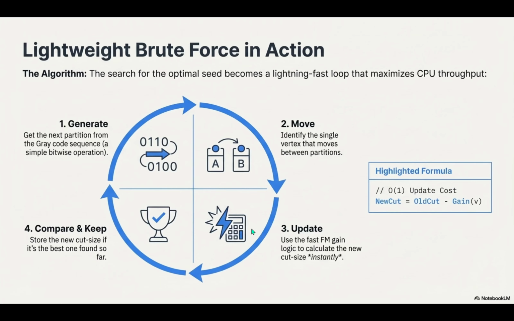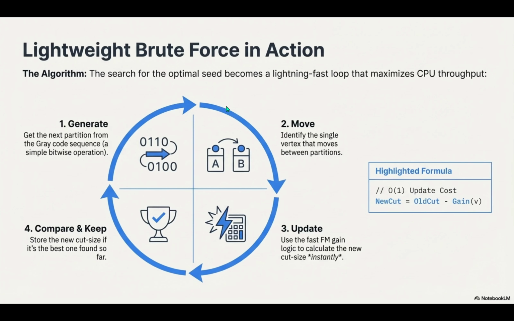Wait a minute, you just used the gain logic from the FM algorithm? You got it. The new cut is just the old cut minus the gain of the one vertex that moved. That calculation is O(1). Constant time. It's instantaneous. So you're using lightweight brute force. You check every single option, but each check is so fast it doesn't matter. That's the whole trick. This is so interesting because you'd think a smarter algorithm would be better.